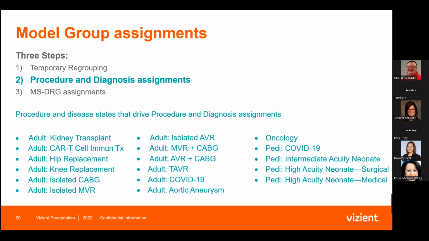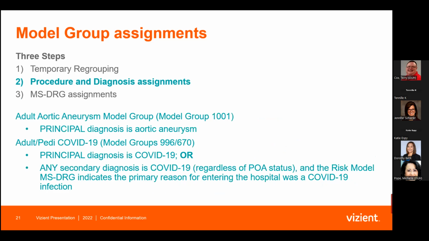We also have model groups that use diagnosis codes for assignment. An example is the aortic aneurysm model group, which is based on the principal diagnosis of an aortic aneurysm. So there are a lot of caveats, and we're really glad that we've made this simple, right? Because it's really hard for me to grasp at first. So we're not looking at MSDRG anymore. In this step, we're looking at the principal diagnosis.